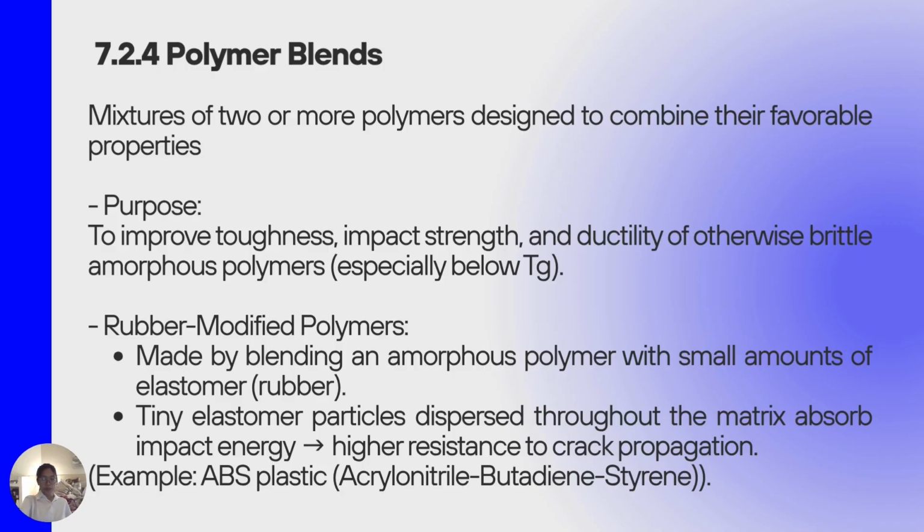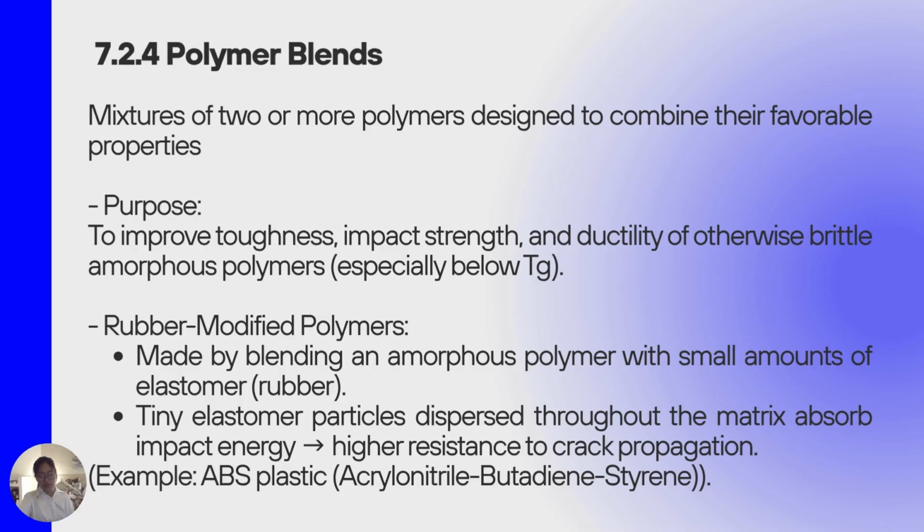Now let's talk about polymer blends, a strategy engineers use to combine the strengths of multiple polymers in one material. A polymer blend is simply a mixture of two or more polymers that are physically combined, not chemically bonded, to achieve specific property enhancements. This is similar to how metals are alloyed to create new mechanical properties. The main purpose of blending is to improve toughness, impact strength, and ductility, especially for brittle amorphous polymers that might otherwise crack under stress.